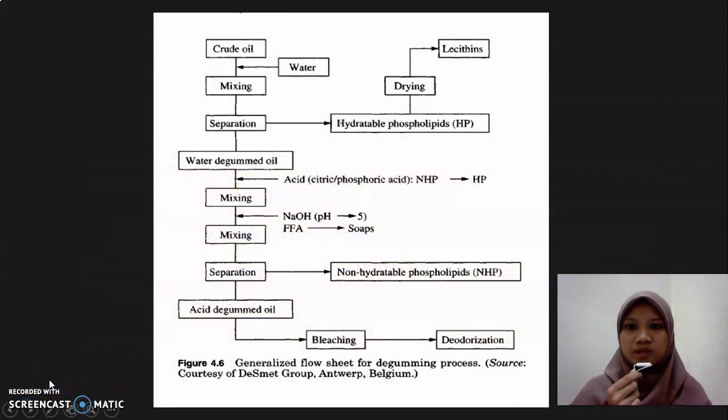So next, this is the generalized flow sheet of the degumming process. From the crude oil, we add water and separate in order to separate the hydratable HP, drying, and we get lecithin. And then for water degum, okay, water degum is soft degumming. And then we go to the acid degumming process. And then the next methods will be bleaching and deodorization. It will be explained by Nur Syuhada.